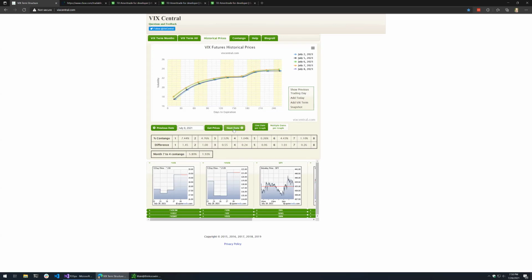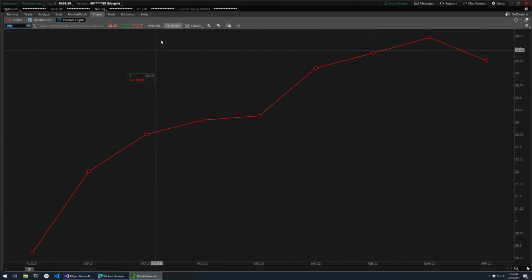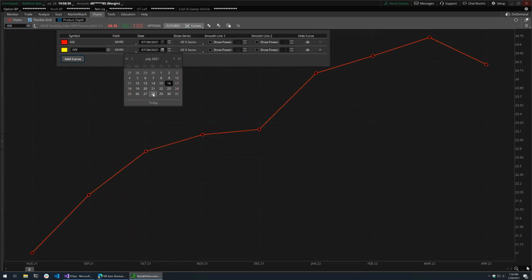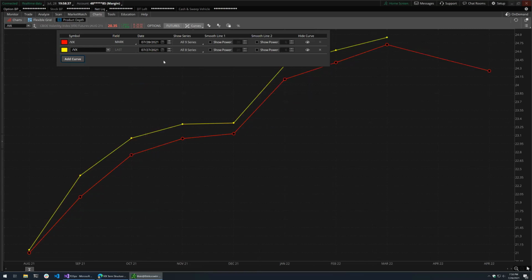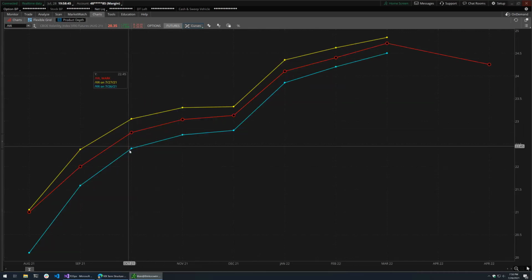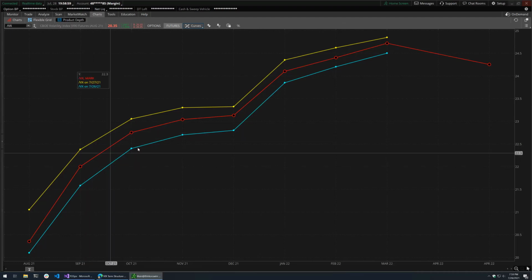And then it increased even more. So you can actually do this in thinkorswim, which is pretty great. You jump over here and we can drop down curves and add a curve, and we're going to add yesterday, right? And we can add another curve, and we can actually add the day before. So here you can see that the VIX futures jumped up to the yellow on the 27th, and then today they went down, which is what you see here in red.